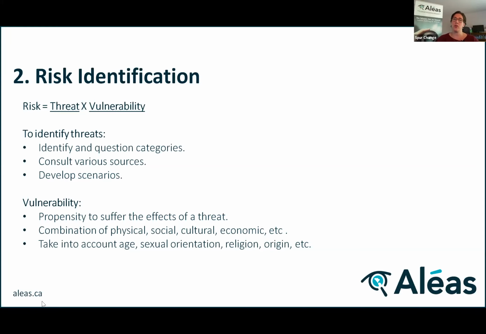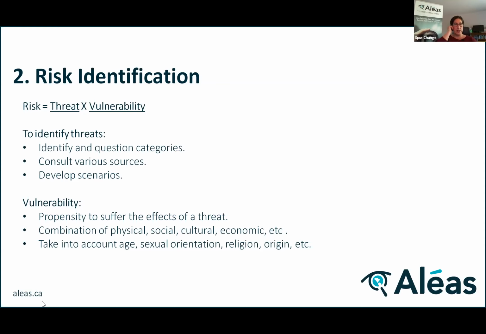Then you have to look at your vulnerability. So vulnerability is the propensity to suffer from the effects of a threat. And the vulnerability is a combination of various factors such as culture, economics, social factors. And when you think about vulnerability, it's also about taking into account the age, the origin, race, religion, sexual orientation. Those are all very important when it comes to facing a threat.